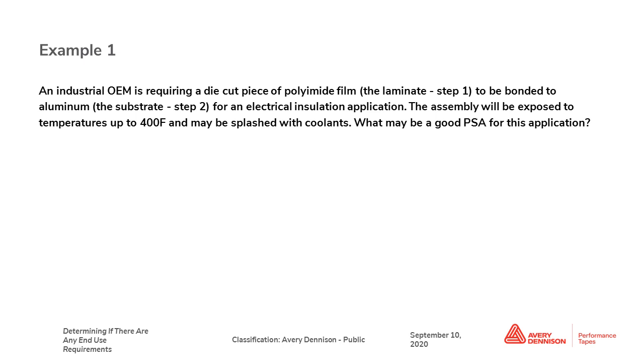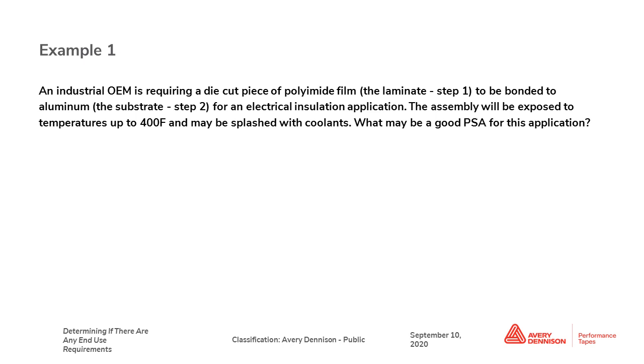So example number 1 here, an industrial OEM is requiring a die-cut piece of polyimide film. All right, so this would be the laminate from step 1. And as you go through, we're focused on step 3 today, but you could actually take these through and figure out what would be a good tape for laminating to a polyimide film. It's going to be bonded to aluminum, which is the substrate in step 2, for an electrical insulation application.